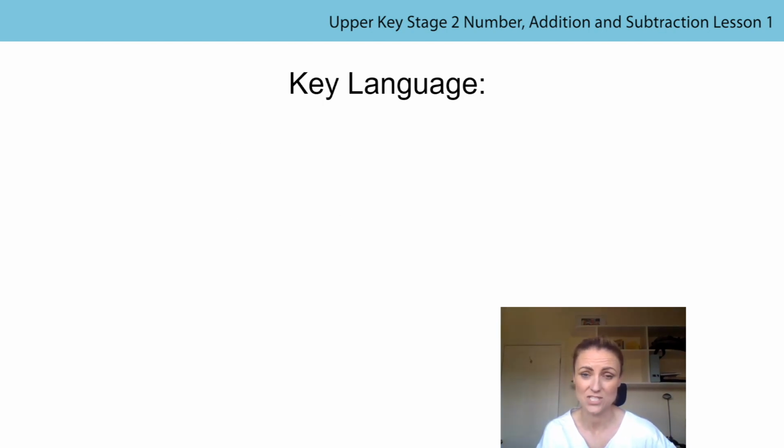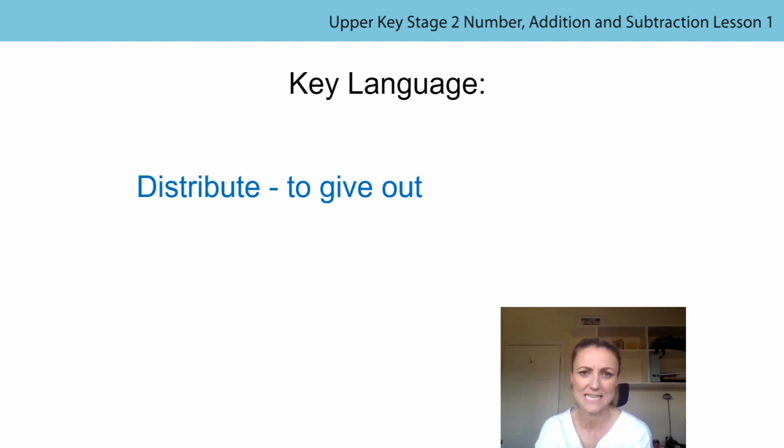So we are going to start by having a look at some key language that you're going to need in this lesson and indeed through the next few lessons. I'm going to be using it, I'm going to be modelling it to you, and I hope that you're going to use it too. So the first word is distribute, which is all about giving out. And I'm sure you've heard of this word in real life and you've maybe used it. You know, we distribute food, we give things out. And we'll also use some derivatives of this. We might use redistribute, but that word distribute is going to be really important in today's lesson.